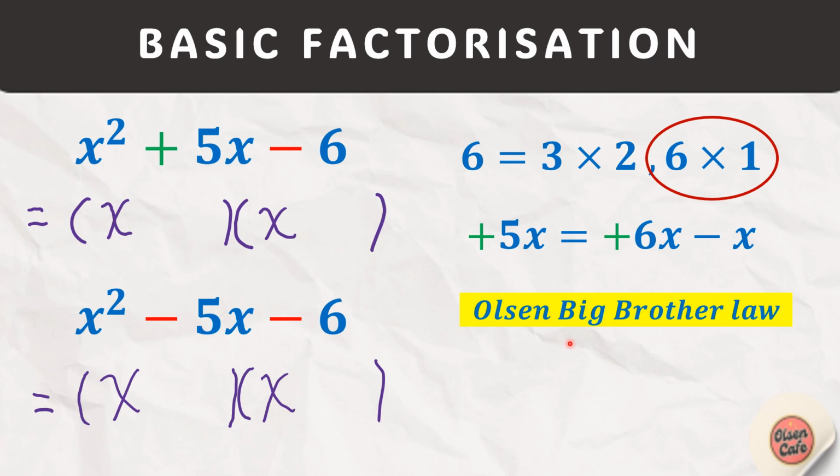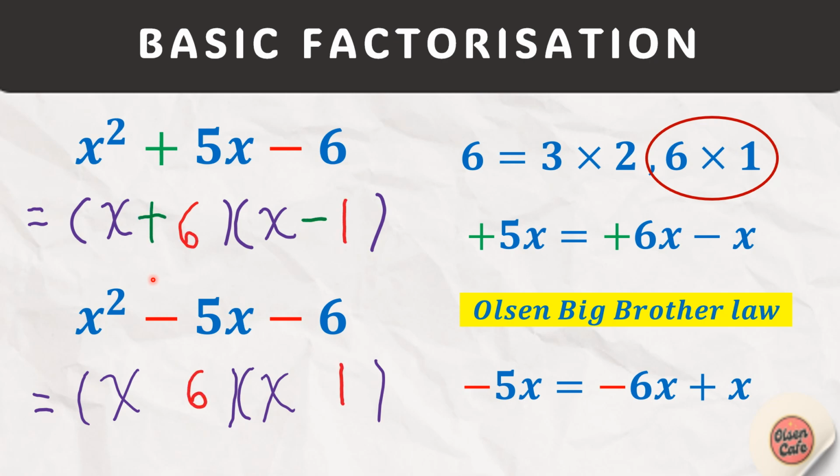So again, if I'm going to use the Big Brother law, I will need to know where to place the negative sign. Since the big brother is 6, and the sign here is minus 5x, the minus sign will follow the 6. Which means I will have minus 5x equals minus 6x plus x. So this will give me minus 5x. Putting all this together, this will be x plus 6, x minus 1, and the other expression is simply x minus 6 and x plus 1.